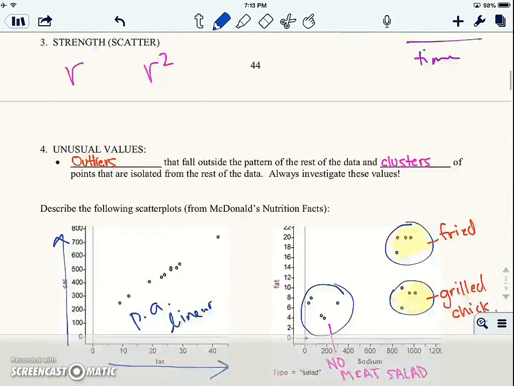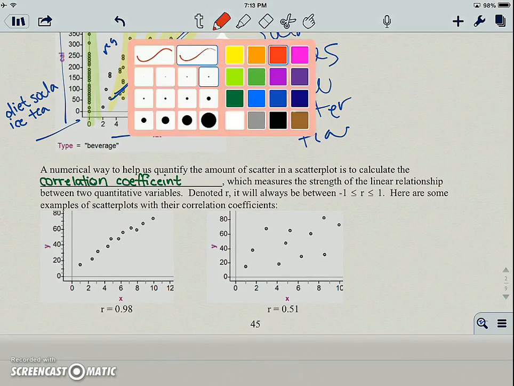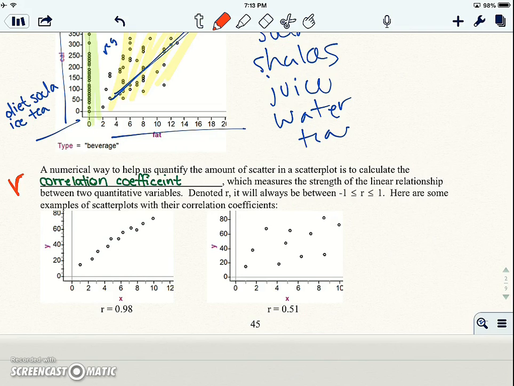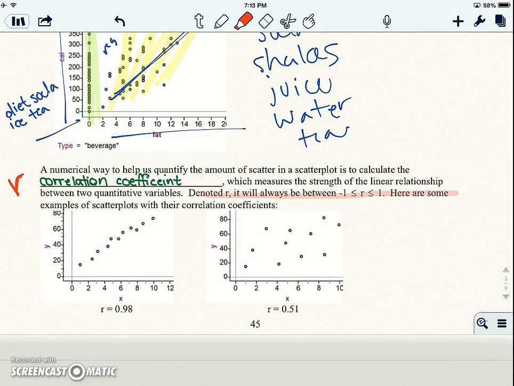Okay, so we skipped 3, which was how we discussed the strength of the correlation. And when I said R and R squared, we're going to talk about the first one, which is R, and that is the correlation coefficient. It is a numerical way to help us identify the amount of scatter in a scatter plot. You need to memorize this. Okay, correlation coefficient, I'm going to do it in red, is just R. And it measures the strength of the linear relationship between two quantitative variables. Denoted R, it will always be between -1 and 1.